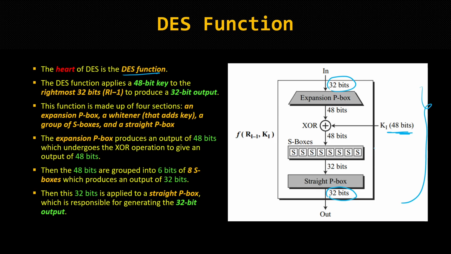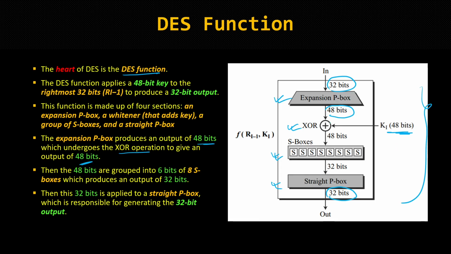So let us see how this is being done. This function is made up of 4 sections. The first one is the expansion P box, then we have the XOR, then the S boxes, and then a straight P box. The expansion P box takes the 32-bit input and produces an output of 48 bits. We will see soon how this is done, but for now, just know that it produces a 48-bit output. Then this 48-bit output is XORed with the key K1 that is being generated.